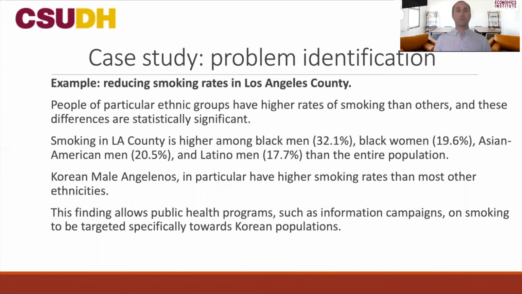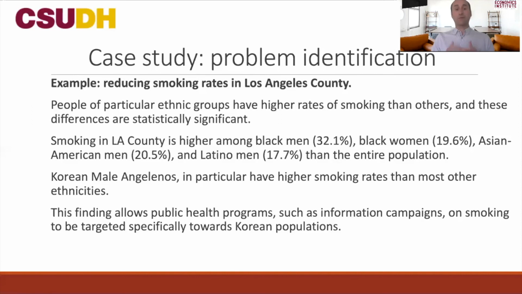Now, if we want to reduce smoking rates in Los Angeles County, we need to think about some kind of causal relationships here, right? So we might think about a particular ethnic group that might have higher rates of smoking than others. Obviously, we need to test whether those differences are indeed statistically significant to make sure that the problem is indeed what we observe it to be. So for example, smoking in Los Angeles County is higher among Black men in particular, it's nearly a third. So both Black women and Asian American men, it's around 1/5, and then Latino men, it's a little bit more than 1 in 6. And these rates are all much higher than the entire population. And then within the Asian American group, Korean male Angelenos have particularly high smoking rates.